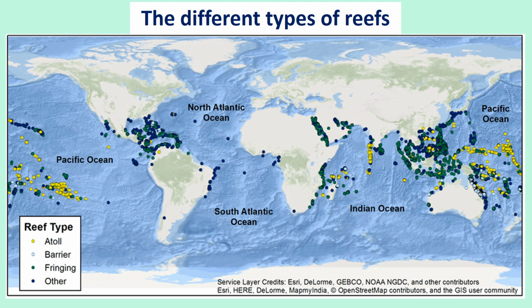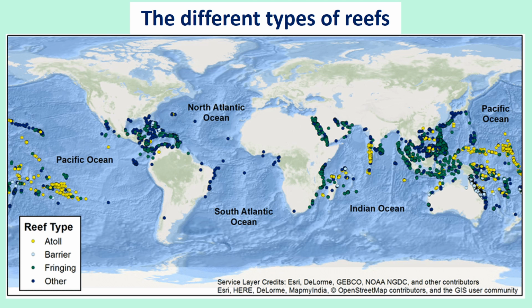Barrier reefs were formerly fringing reefs, but the sea level has risen over hundreds or thousands of years, and those reefs are now a little bit deeper. The Great Barrier Reef off the northeast coast of Australia is called a barrier reef simply because the water's a little bit deeper now.